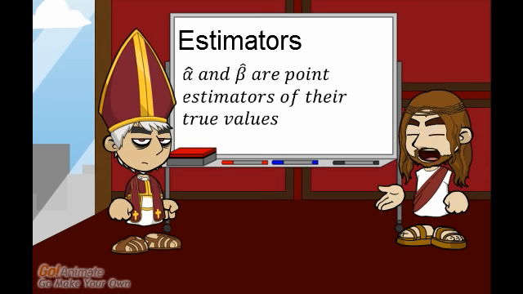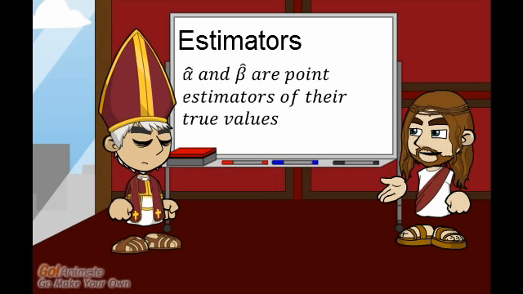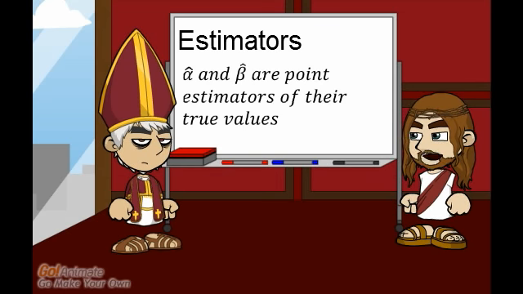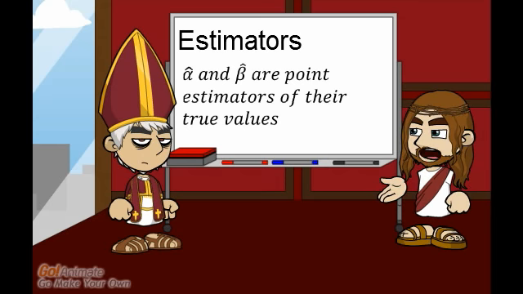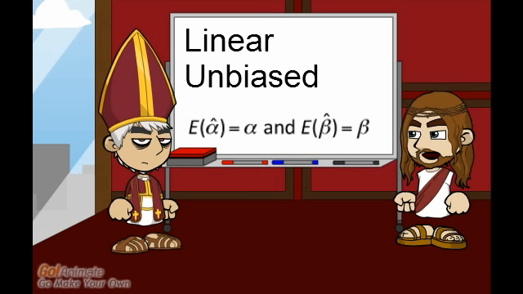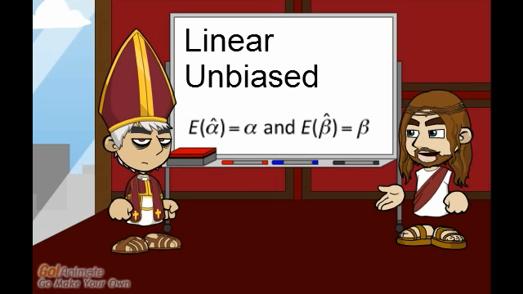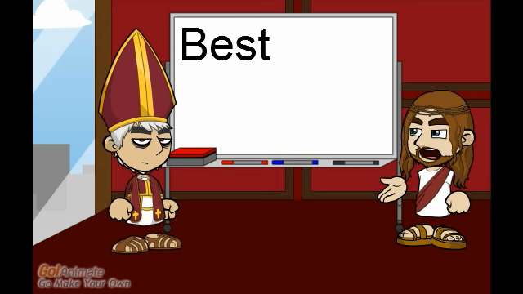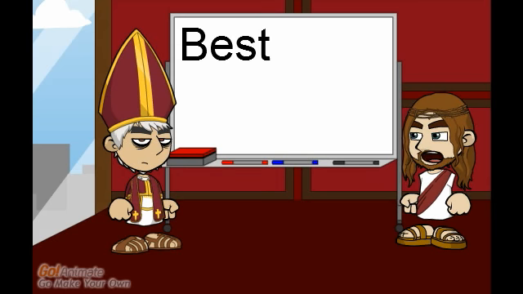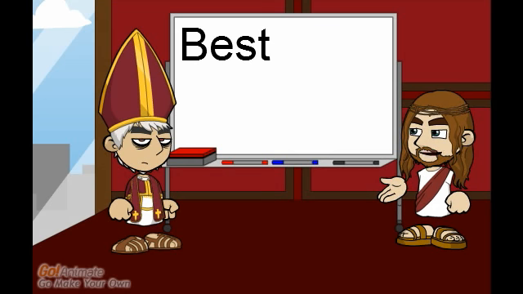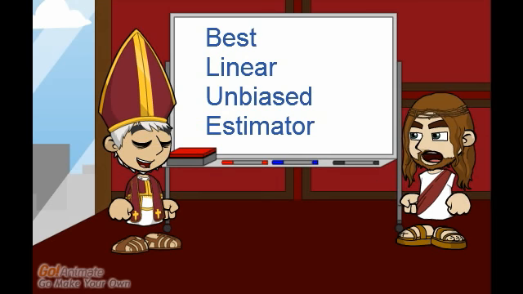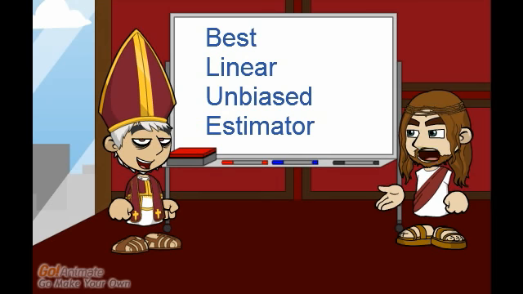BLUE for short. Alpha hat and beta hat are point estimates of their true values. As sample size increases to infinity, the estimates will converge to their true values, and therefore are consistent. Beta hat is a linear estimator. Unbiasedness is where the average of beta hat is equal to the true value of beta. It is efficient if no other unbiased estimator has a smaller variance. It has the minimum possible variance. Therefore the best estimator. This is known as the Gauss-Markov theorem.